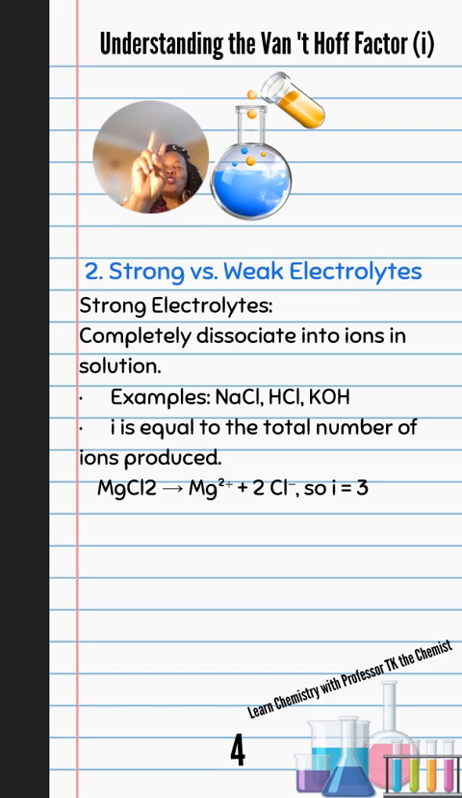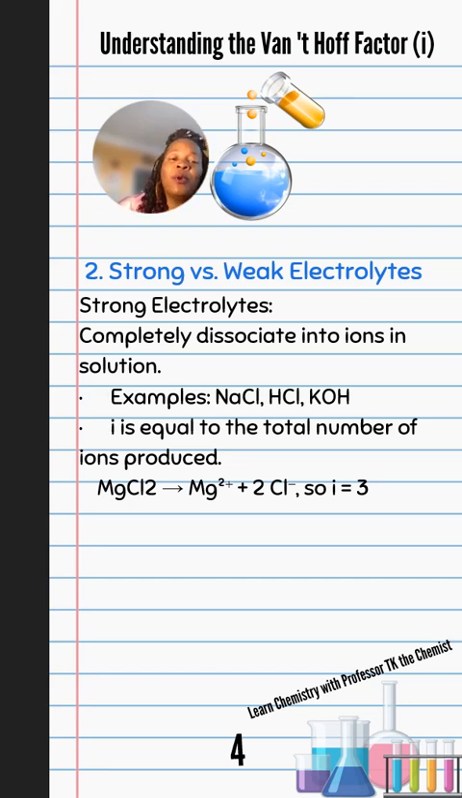Bullet point number 2, strong versus weak electrolytes. Strong electrolytes completely dissociate into ions in solution, like sodium chloride, hydrochloric acid, potassium hydroxide. The little i is equal to the total number of ions that are produced.